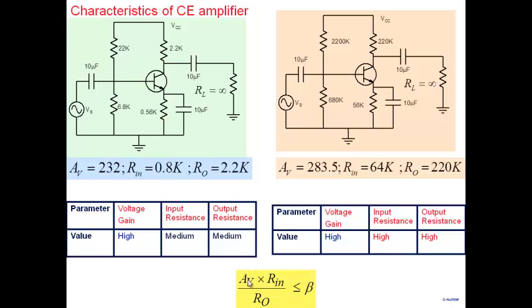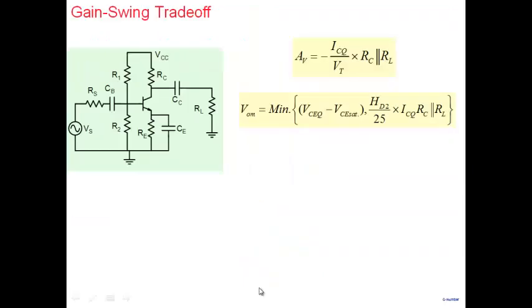So this is a better summary of the capabilities of the common emitter amplifier in terms of gain, input resistance, and output resistance, rather than talking about high, medium, low, and all that. What is it that you can get here? AV, Rn, and RC. All right. There is a gain and swing trade-off.